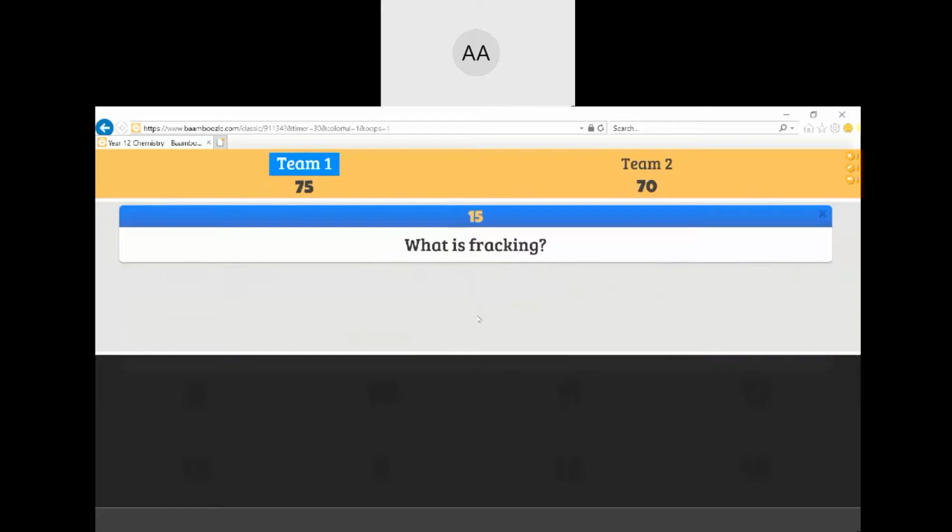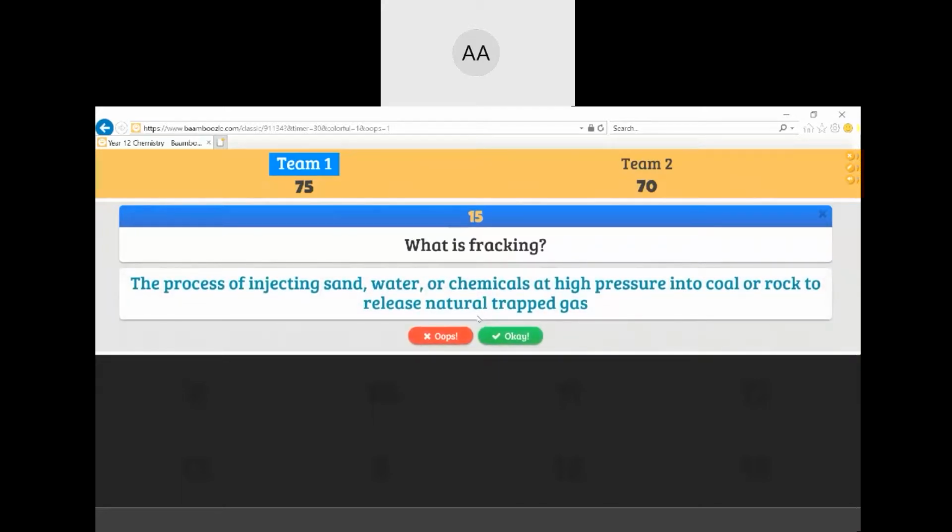Let's see. The process of injecting sand, water, or chemicals at high pressure into coal or rock to release natural trapped gas. Now, I'm afraid, team 1, I can't give you that because although you talked about injecting sand, water, or chemicals at high pressure into coal or rock, you didn't give us the reason, the product, which was the release of the naturally trapped gas. Good effort, though.